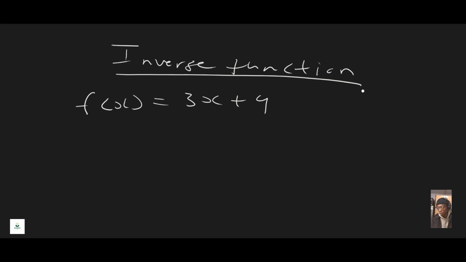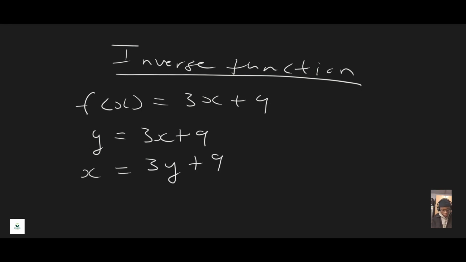The first step that you have to do is change this f of x to y. You change f of x to y equals 3x plus 9, right? And then the second step, you have to interchange y and x, because remember that the inverse function is the opposite of the function, meaning that you reverse the function, you make it the opposite, right? Inverse means the opposite. So you're going to interchange, and then you're going to have x equals 3y plus 9.